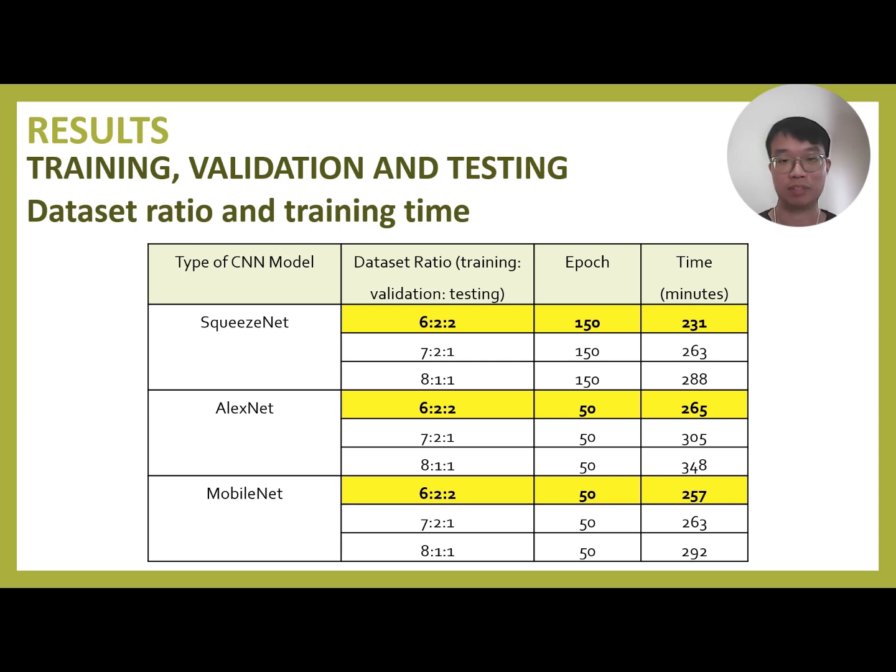Now for the results of the project, we will discuss the training, validation, and testing of the model. First of all is the dataset ratio and training time. This slide shows the type of CNN model, dataset ratio, and epoch and time. It shows that the CNN models trained on dataset ratio 622 have the shortest training time. However, it has the worst result because it has the lowest accuracy and highest loss among the other dataset ratios.